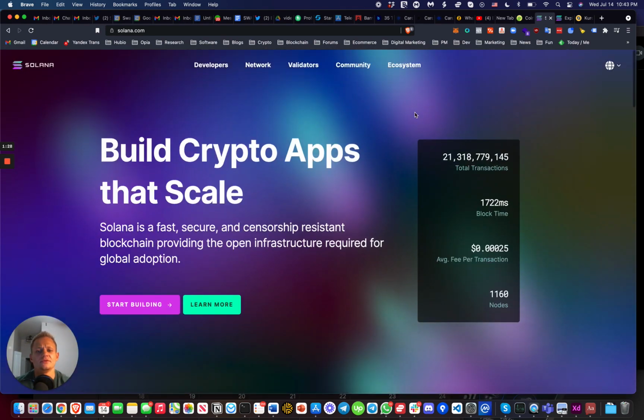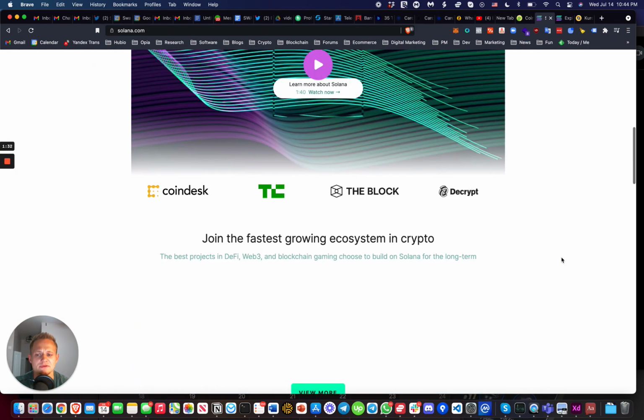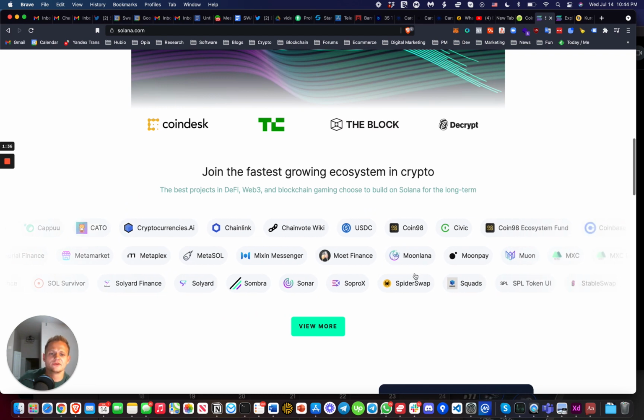And then here, they're showing the main components of the blockchain, what they're solving, and then all of the apps here, which is very cool. Solana.